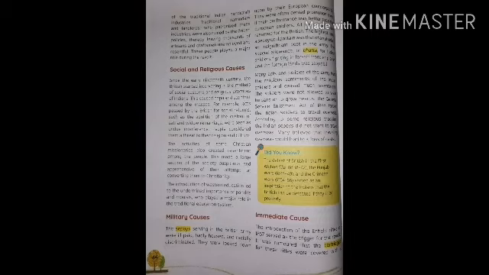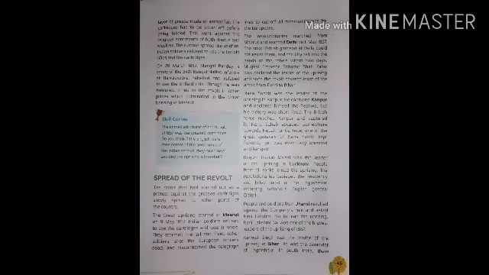Now let's focus on the spread of the revolt. The revolt that started just because of greased cartridges spread to all parts of the country. The great uprising started at Meerut on 9th May 1857. It all started from there. Indian soldiers refused to use the cartridges and rose in revolt, meaning they told their superiors they would revolt against all this.